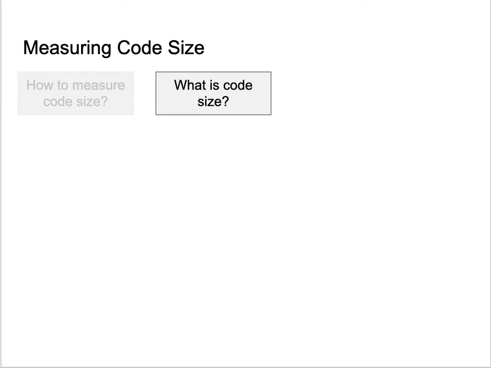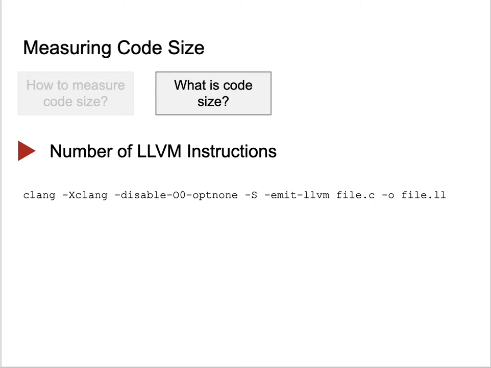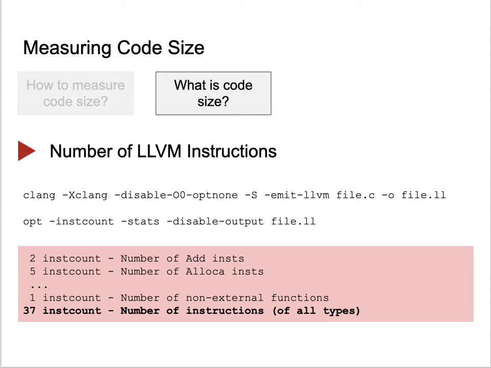Well, this question can be rephrased like this. What is actually code size? How do you specify the size of a program? We can let size be the number of LLVM instructions in a program, for instance. To get this number, just compile a program to produce code in the LLVM intermediate representation, and then use the instcount pass from opt to get the number of instructions. The number of LLVM instructions is given at the end of the statistics that instcount prints.